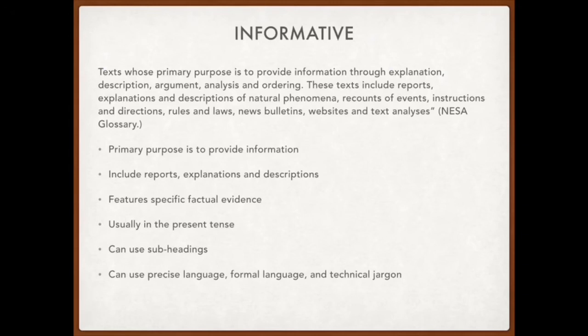So these texts' primary purpose is to provide information. They include reports, explanations, and descriptions. They feature specific factual evidence. They're usually in the present tense. They can use subheadings, and they can use precise language, formal language, and technical jargon. The way we'll usually see an informative text in English is something like a book review, or guides on how to achieve certain things. This text type is one that you've probably done a lot in the junior years, and we don't focus on as much in year 11 and 12.